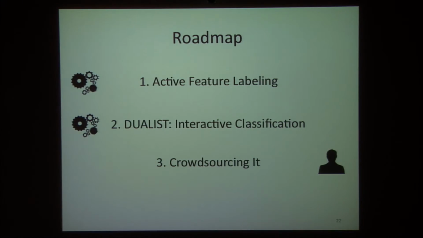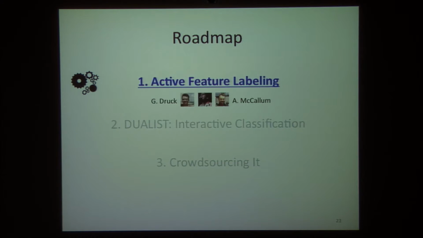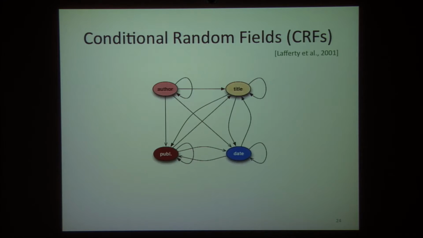So the first 2 parts of the talk are mainly focused on machine learning algorithms and enabling new kinds of communication. And then the third part is more how can we take advantage of human resources. And the active feature labeling, this is joint work with Gregory Druck and Andrew McCallum at the University of Massachusetts, Amherst. So the particular model that we'll be using for this information extraction task is a conditional random field.